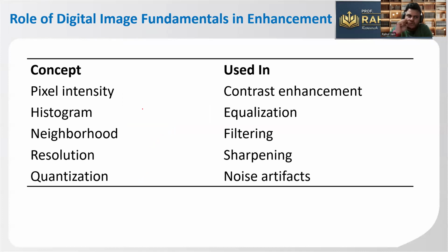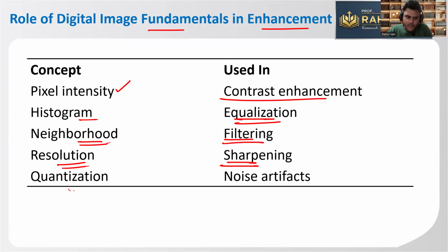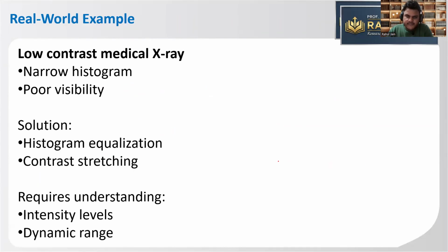Okay. So what is the role of digital image fundamentals in enhancement? The pixel intensity would be used for contrast enhancement, right? You know that when you edit images also, intensity means you are doing the enhancement in the contrast. Histogram is for the equalization point of view, neighborhood for the filtering point of view, resolution for the sharpening point of view, and quantization for the noise artifacts point of view. So these are the different digital image fundamentals which are used for this type of tasks, right?